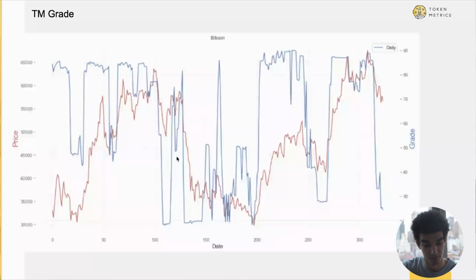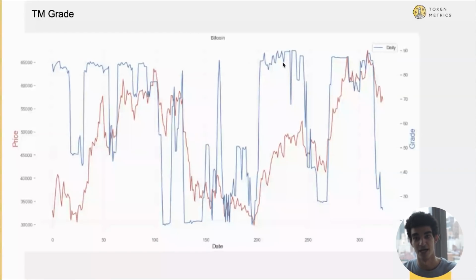earlier in May, where the grade ended up being low most of the time, where prices were going down, and high when prices were going up. Obviously, nothing is perfect. You're going to be a bit laggy, or you're going to have some delays in reaction. But overall, it's a very good way to know when to buy or sell a specific coin. So this is how the time series of grade and price are changing.